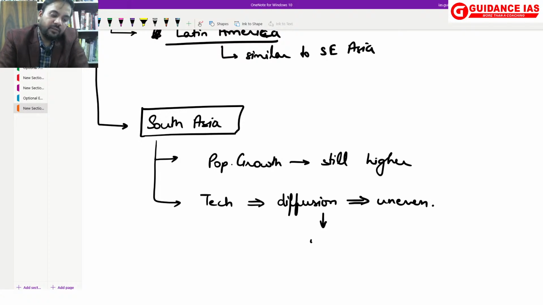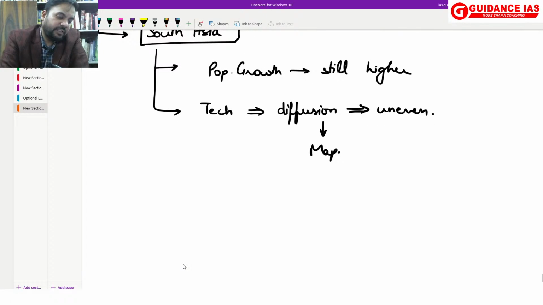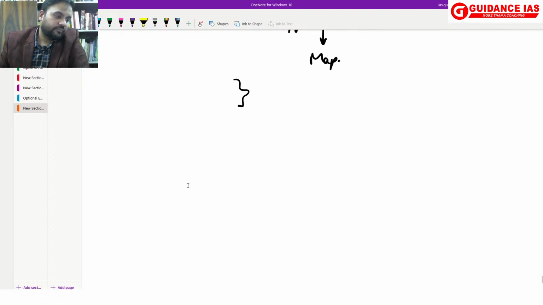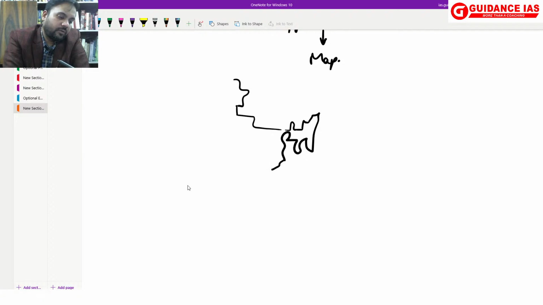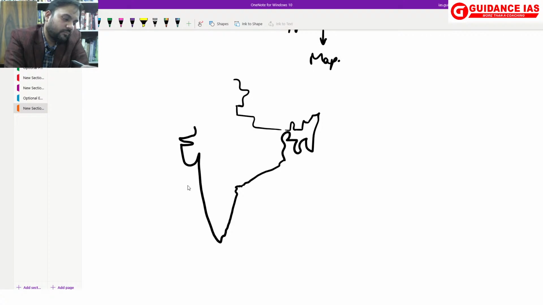Can I make a map here of India? So suppose I want to make a map of India, so I'll just make a small fast map of India. Okay, so what can we do? Can we show which are the areas where green revolution has progressed?